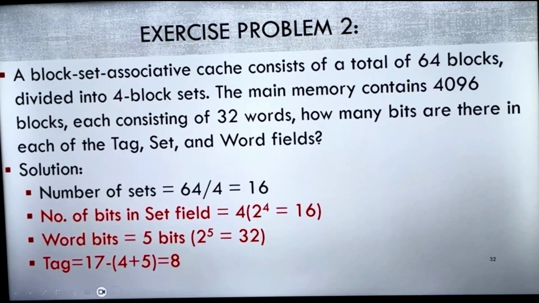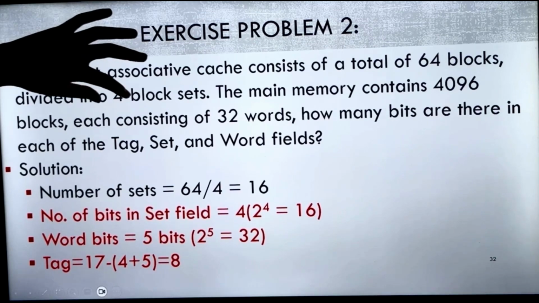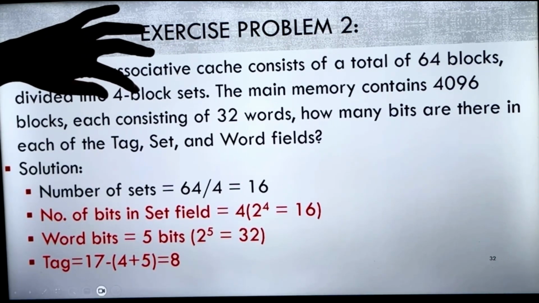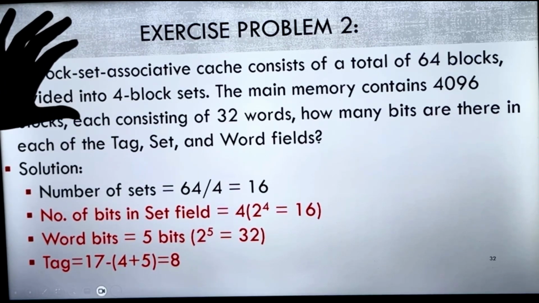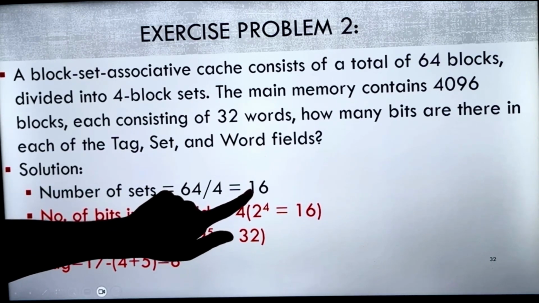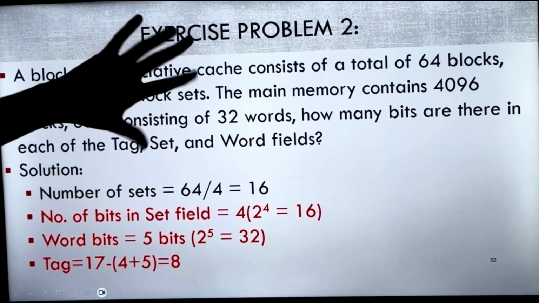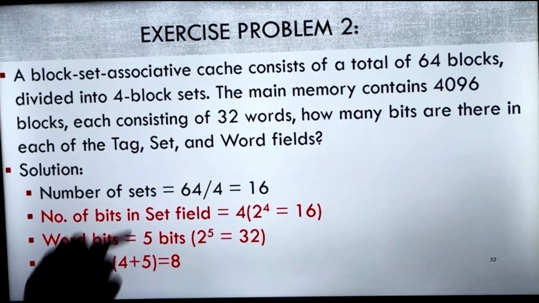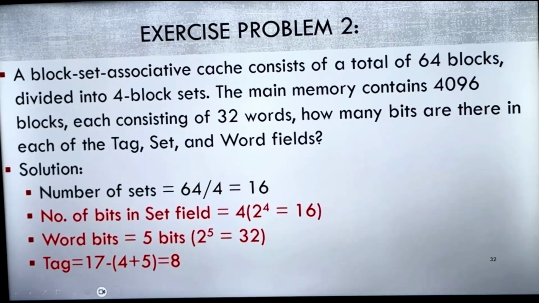Now how many sets are there? There are total 64 blocks, and in each set I have 4. There are 64 blocks and I am dividing them into groups of 4. 4 blocks equals 1 set. So total how many sets will be there? 16. To determine any one of these I need only 4 bits. 2 to the power 4 equals 16. So out of all the 17 bits, 5 bits are for word and 4 bits for set. Next, all the rest will be for tag. So it's very simple, I guess.